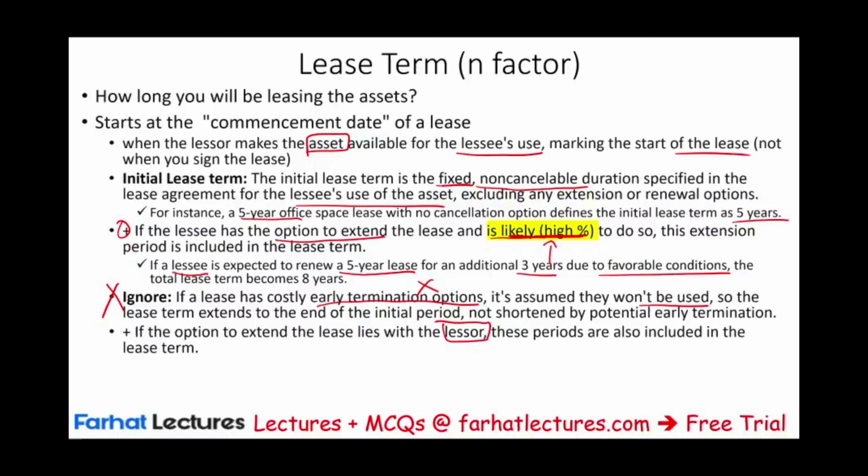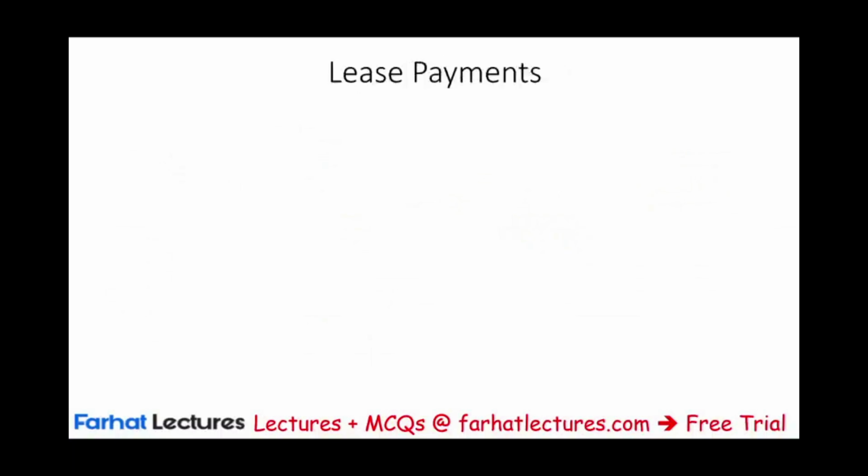So, here what happened is this. The lessor has the option to extend the lease. Well, if that's the case, these periods are also included in the lease term. Simply put, the logic is this: if the landlord, the owner of this asset, is in the business of leasing assets, and they have the option in the contract to extend your lease, most likely they would extend the lease. Why? Because they want to do business. They want to keep those payments coming. This is the assumption.